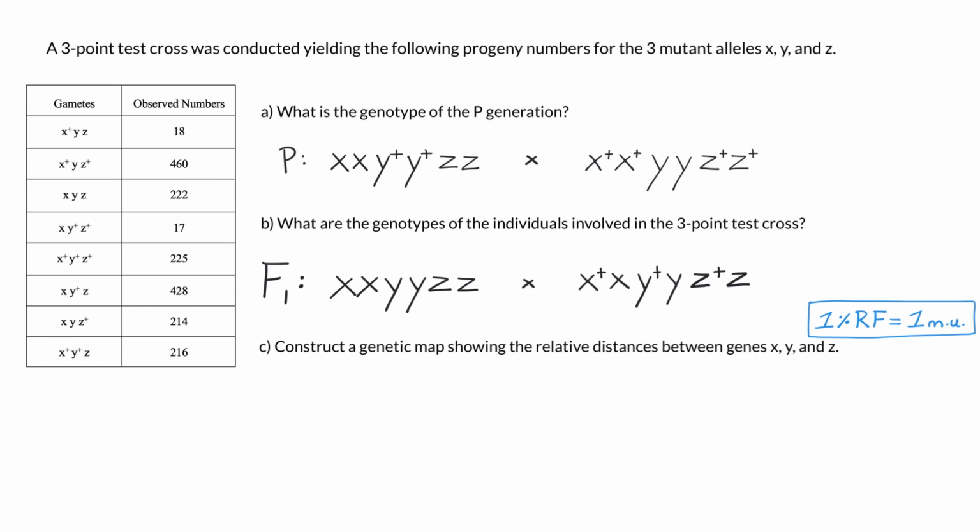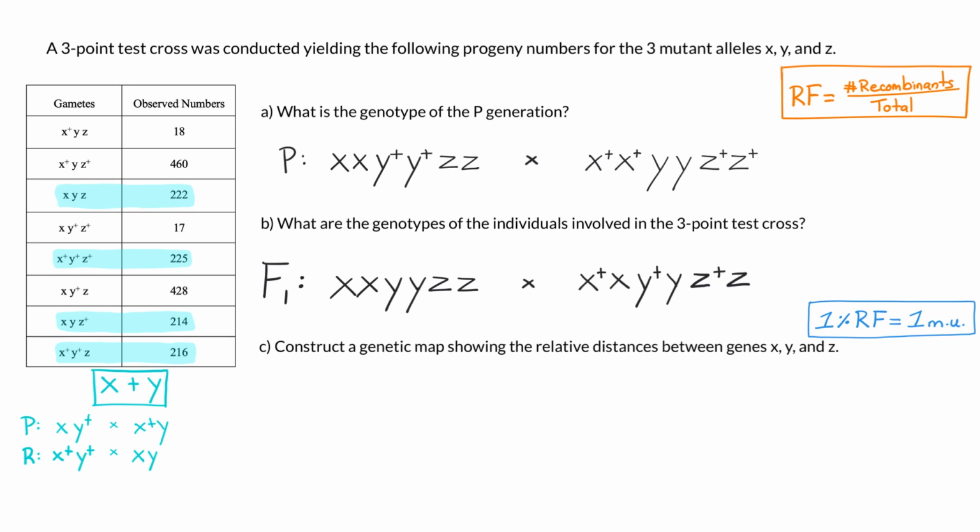Now, it doesn't matter which 2 genes you start with, so we can start by comparing genes X and Y. Now, earlier we determined that X, Y plus, and X plus, Y were the parental genotypes for these genes, and so that means that the recombinant genotypes for these genes will be X plus, Y plus, and X, Y. Now, looking at the table, we can see that there are 4 different combinations that have these recombinants, and we will use these to calculate the recombination frequency.